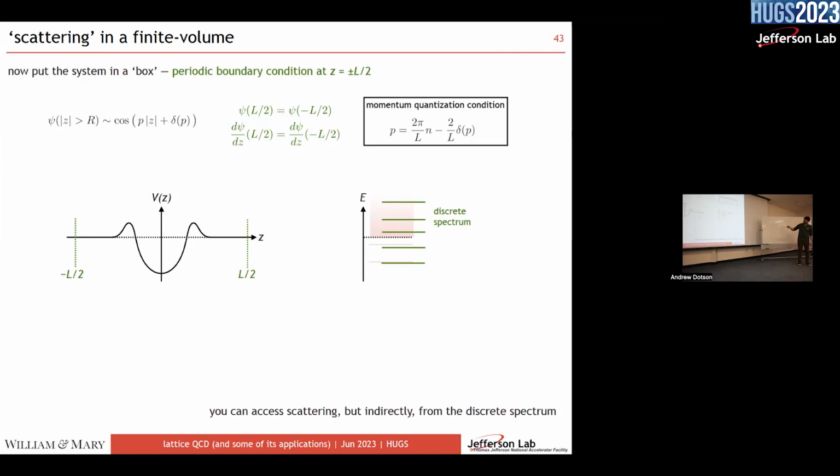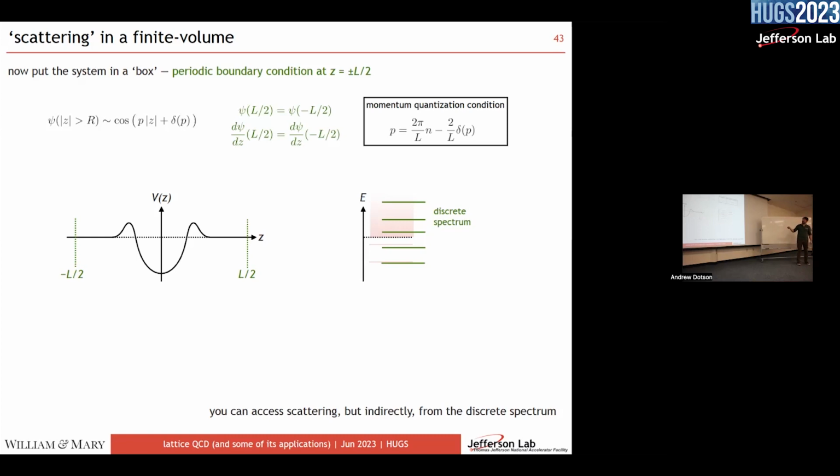This is what the spectrum would look like. A discrete value of momentum is the same thing as a discrete value of energy. So in place of your continuum, you have a discrete spectrum that presumably you can compute through some numerical technique. If you have it, you can relate it to the phase shift. And this is showing you that you can access scattering in a finite volume, but in an indirect way.